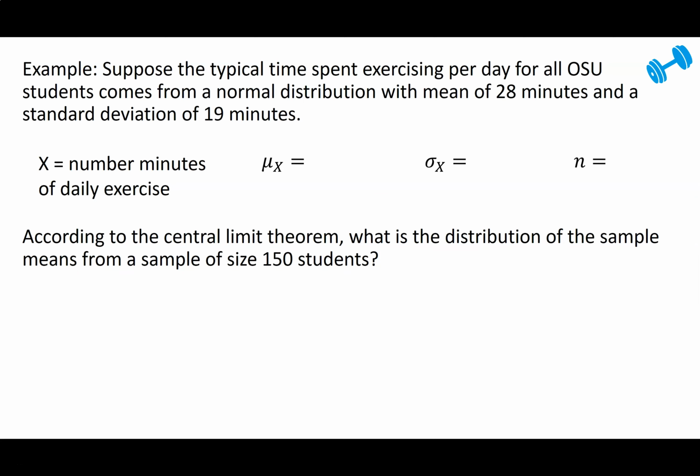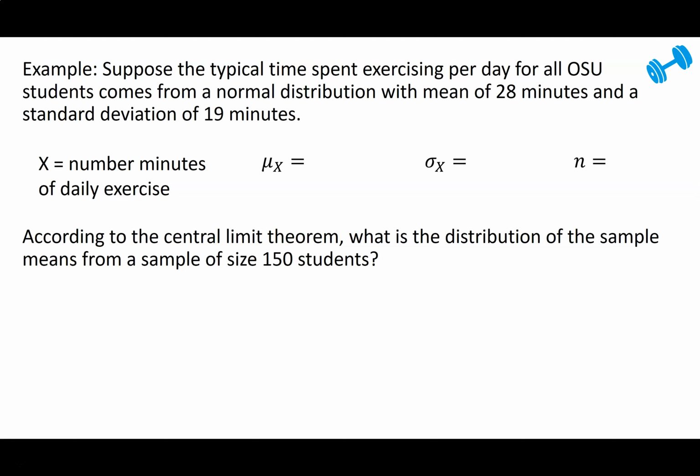So the first problem that we're going to look at: suppose that the typical time spent exercising per day for all OSU students comes from a normal distribution with a mean of 28 minutes and a standard deviation of 19 minutes. According to the central limit theorem, what is the distribution of the sample means from a sample size of 150 students?